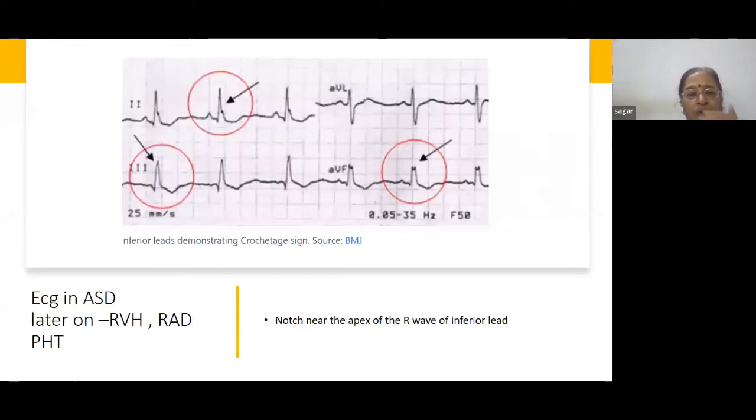You can also get what is called the crochetage sign, which is the notch at the R wave on the inferior leads. You can see the small notch here. This can come, but it is not a common thing. It can come in any ASD, and we should look for this notching in the inferior wall leads.